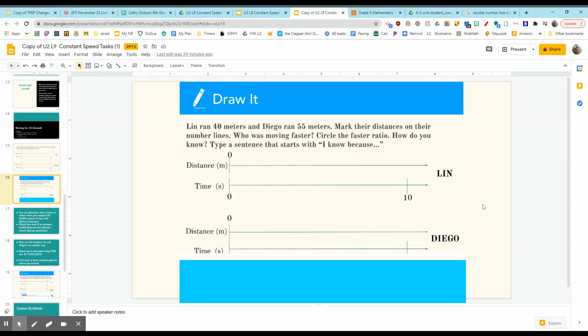Who is moving faster? Circle the faster ratio. How do you know? On your paper, after you figure it out, I want you to write a sentence. I know so-and-so is going faster because. To figure out who is going faster, you need to figure out how long it takes Lynn to go 1 meter and Diego to go 1 meter, or you need to figure out how far they can go in 1 second and 1 second.